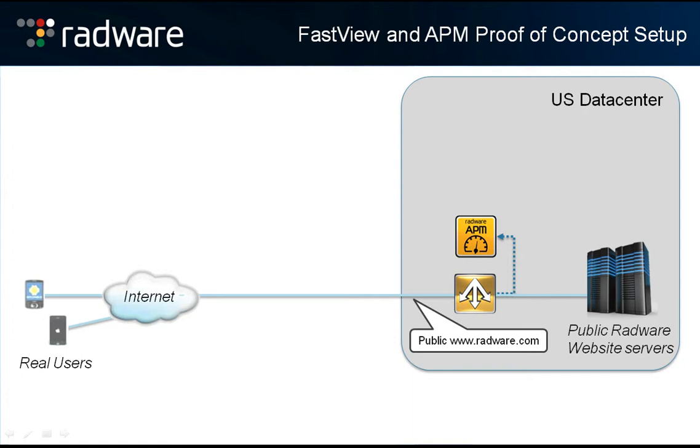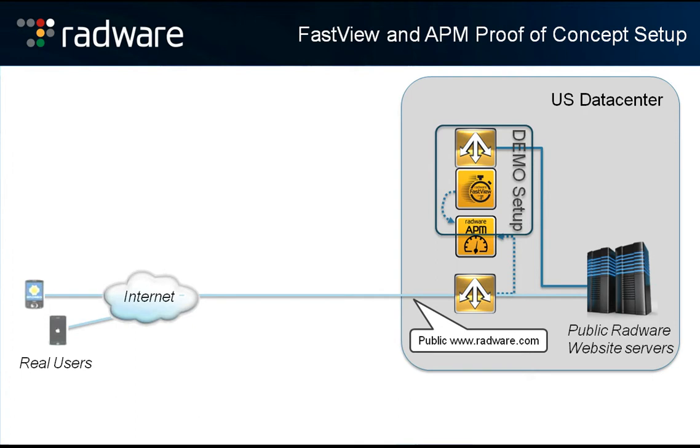This demo is built on a real-life production environment, the Radware.com public website. While this website already utilizes Fastview and APM, for our purposes, we will build a demo setup on a side branch which bypasses the production path and accesses the Radware.com server directly. To build the demo setup, we provisioned a new virtual ADC that includes both Fastview and APM.